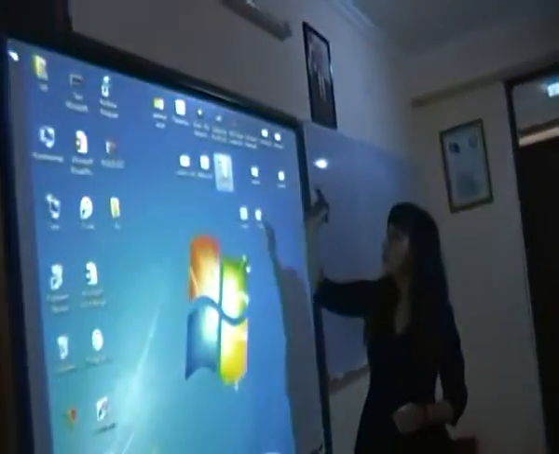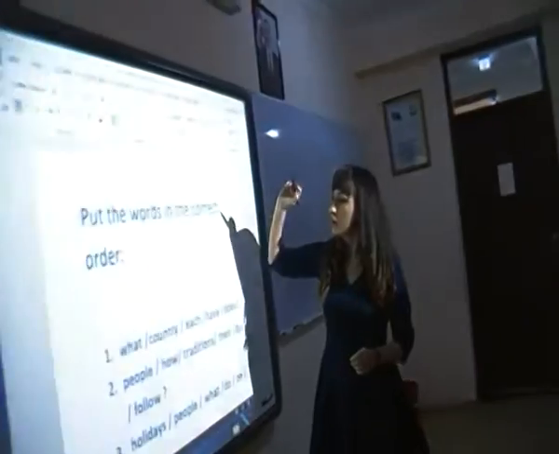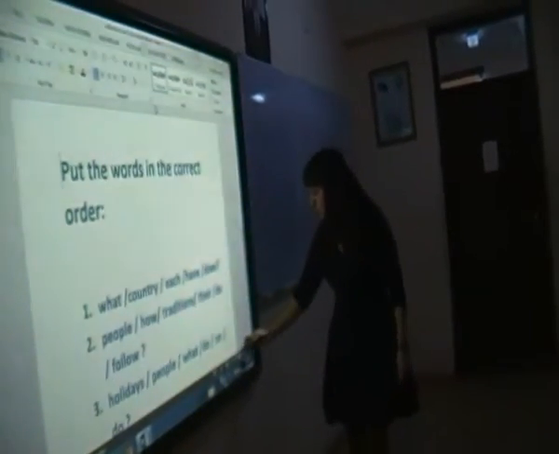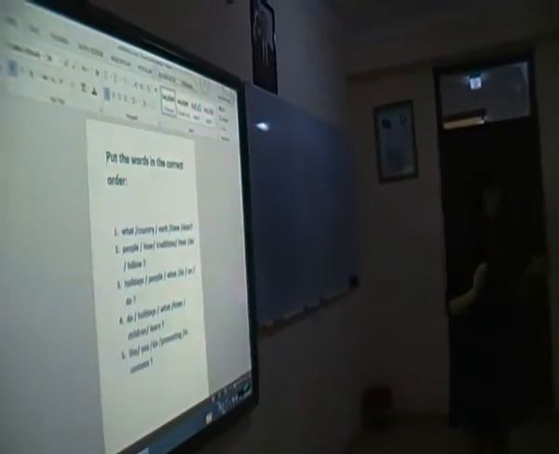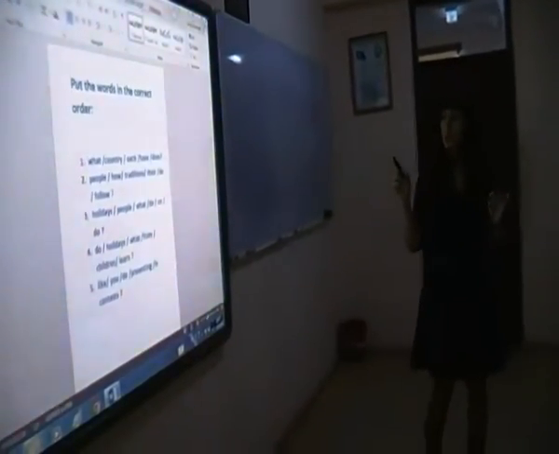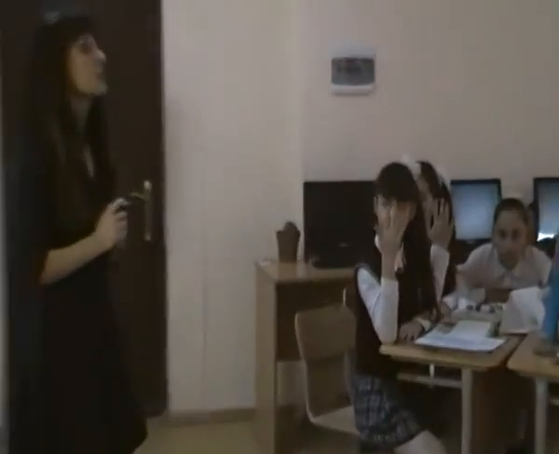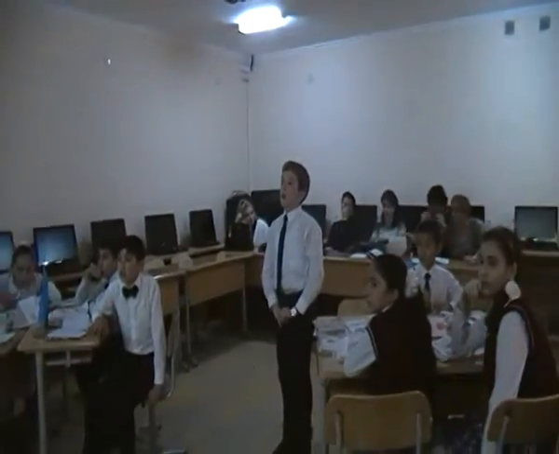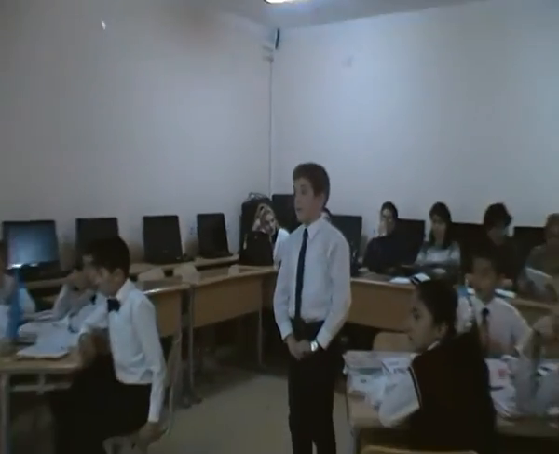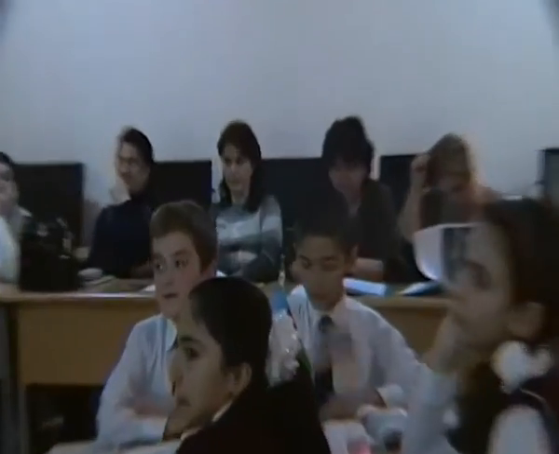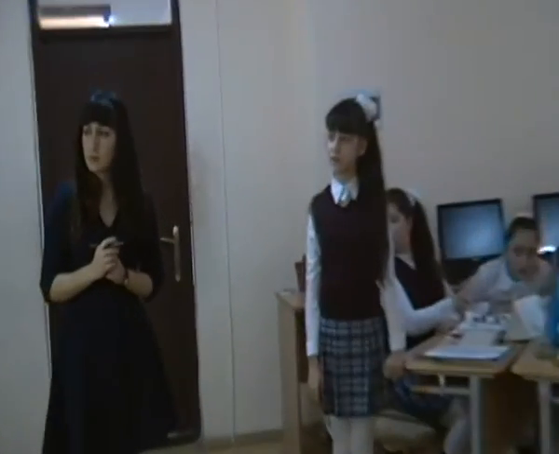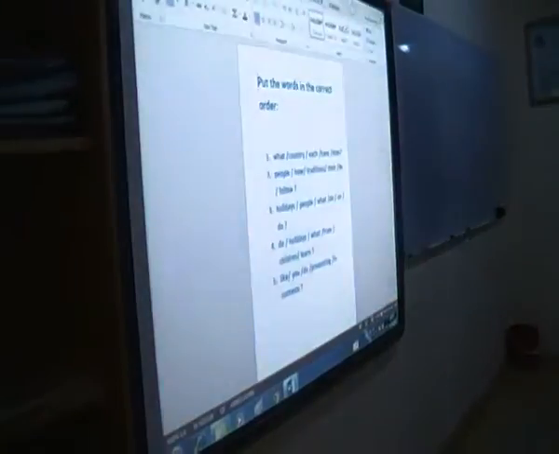Additional work. Here we'll put the words in the correct order. First sentence. Who can make up a sentence? Good. What does each country have? Yes. The second one, you, connect. How do people follow their traditions? Yes, how do people follow their traditions?